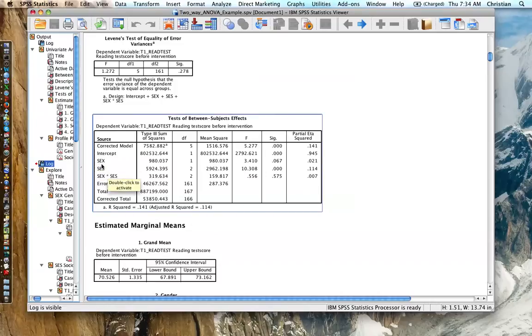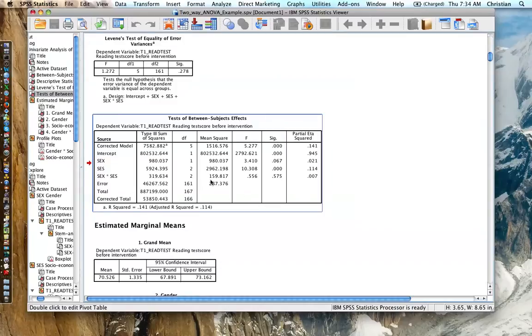The next one is the gender. The gender is 980 divided by 1 is 980, and I would put this mean square of the gender in relation to the error mean square. So 980 divided by 287 is 3.41.